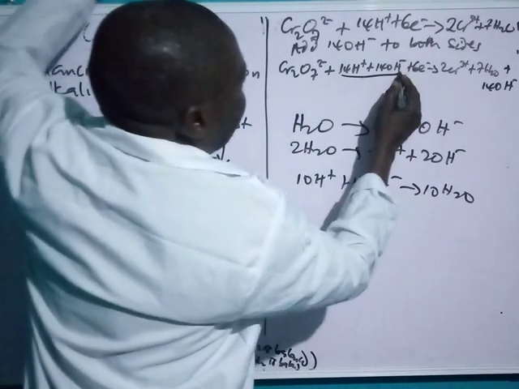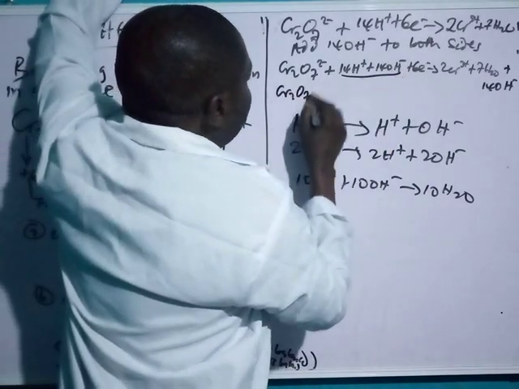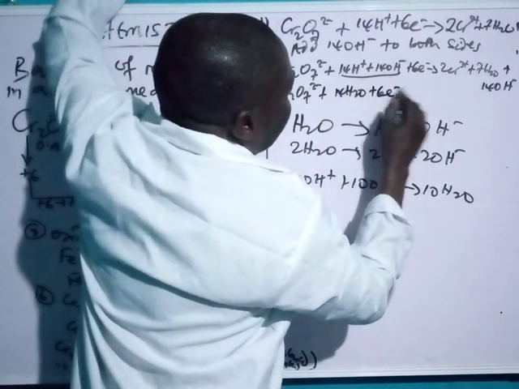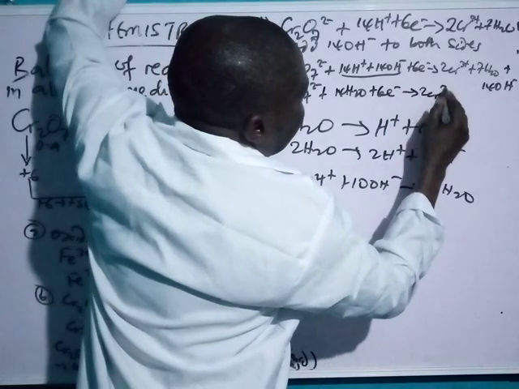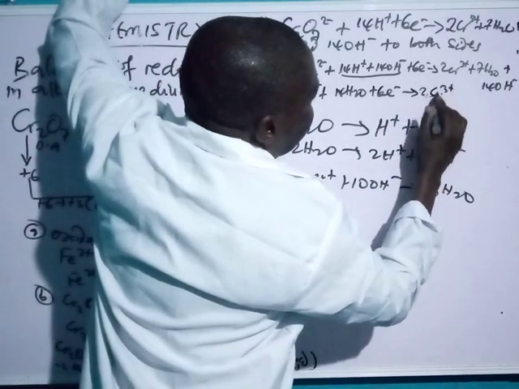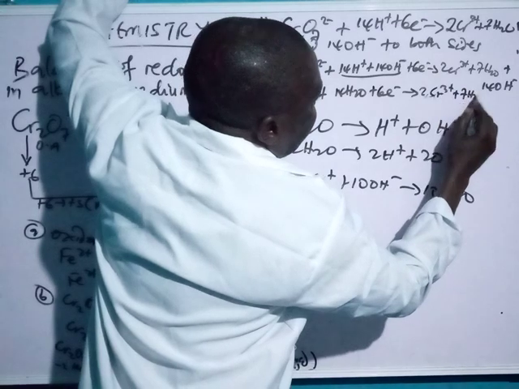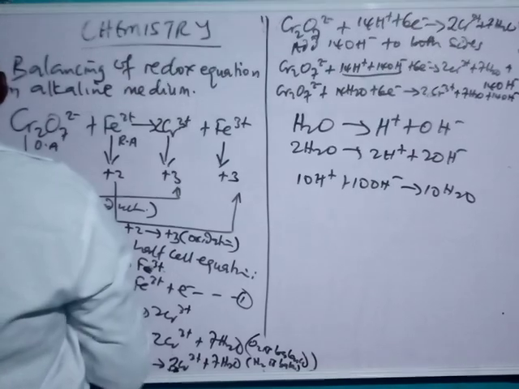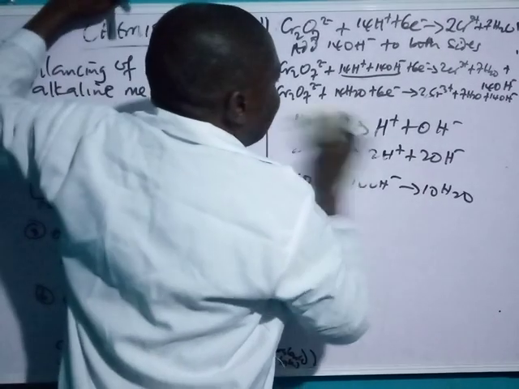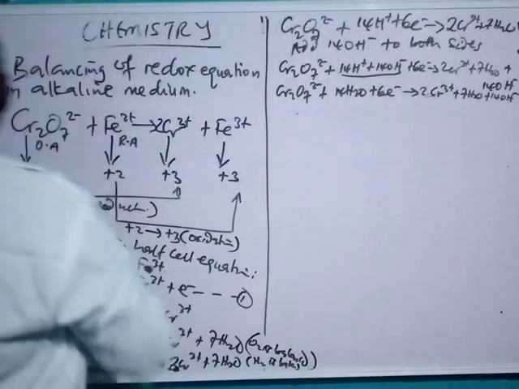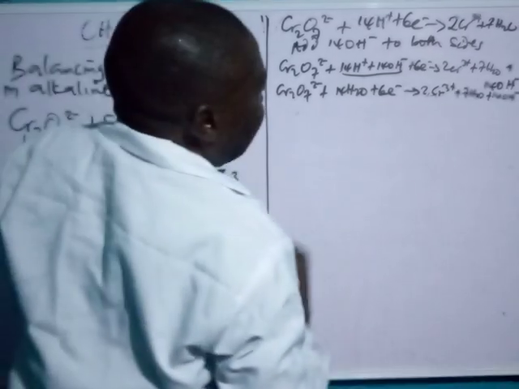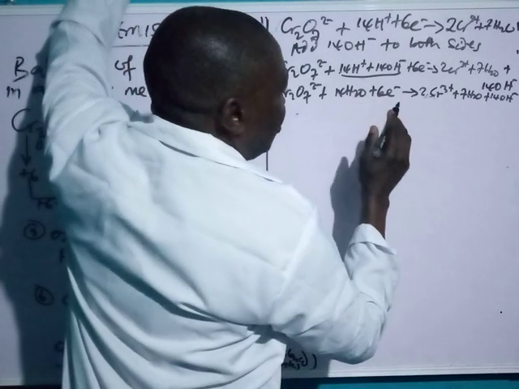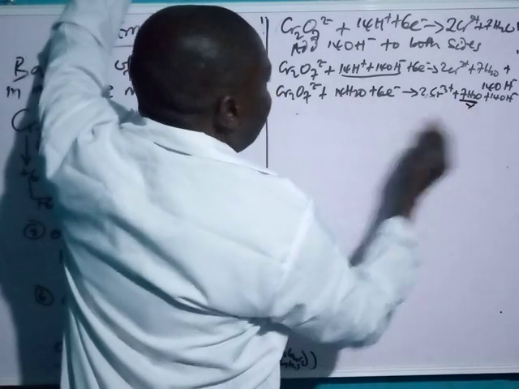Now, the 14OH- on the right will not be changed to water. So Cr2O7 2- + 14H2O + 6e- gives 2Cr3+ + 7H2O + 14OH-. By following this process, we have indirectly converted it from the acidic medium to the alkaline medium. But if you look at it again, you have water on both sides, so you can remove the water from one side. We have water on just one side.